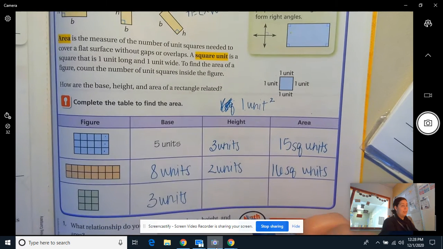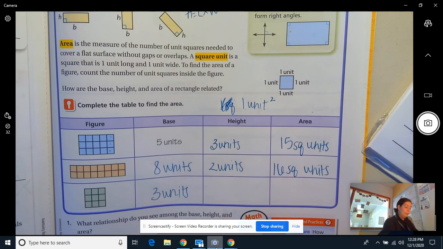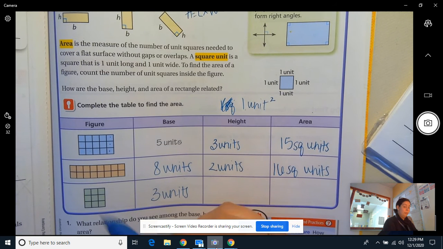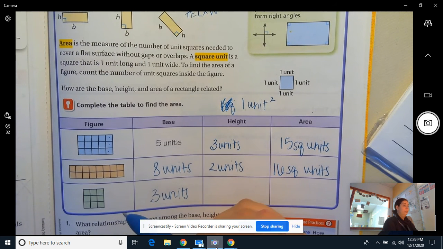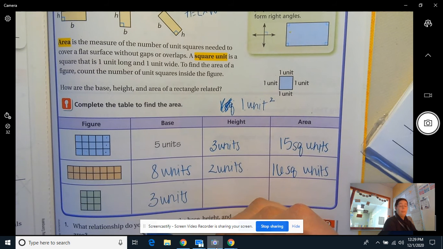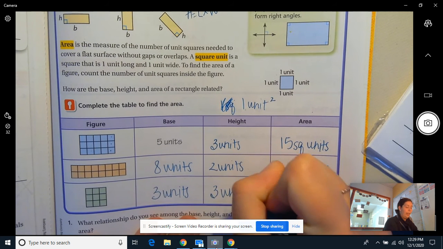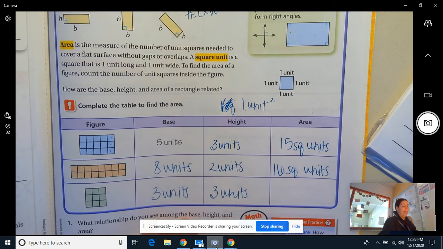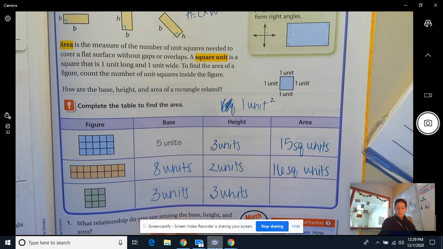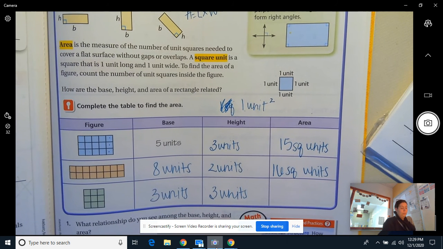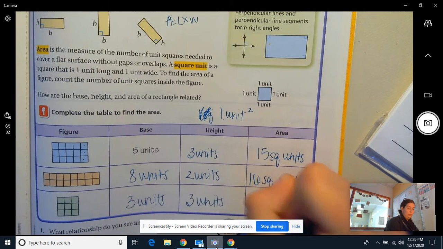Vadir, tell me the height units, please. Vadir. 3. Thank you. Area, how many units do I have total in my area? 9. 9, thank you.